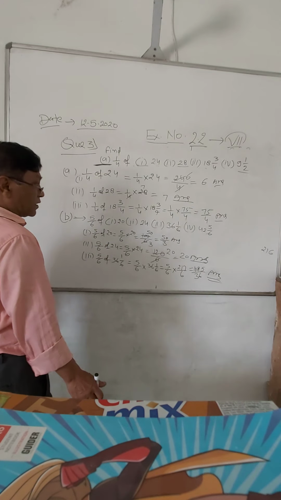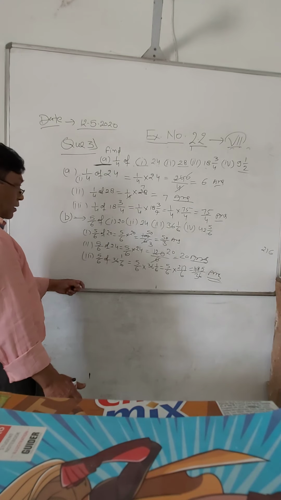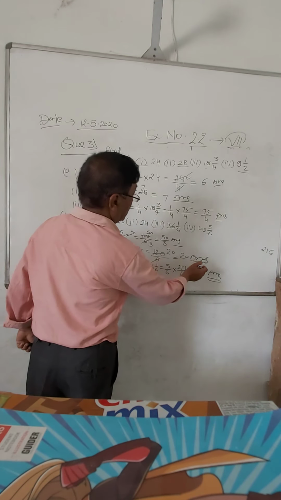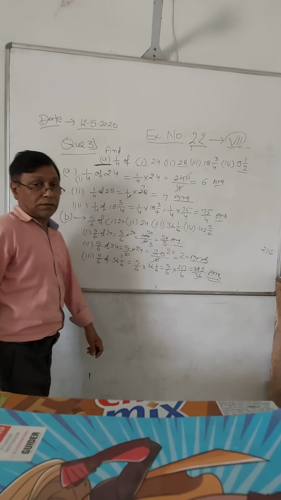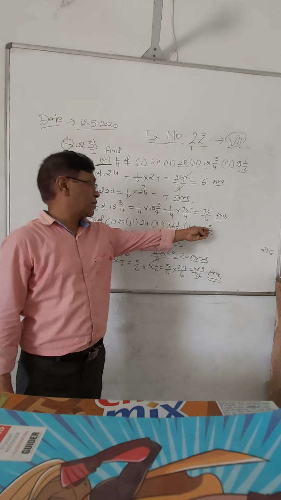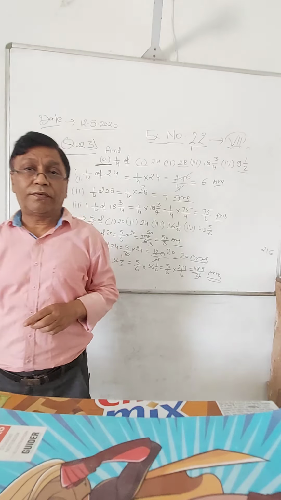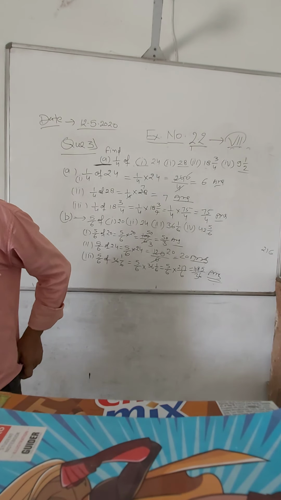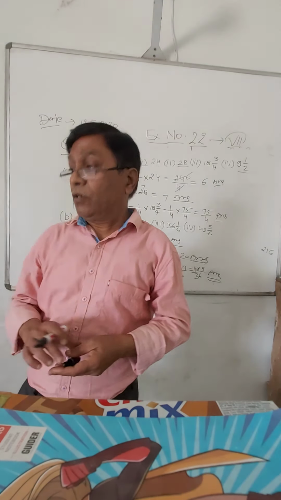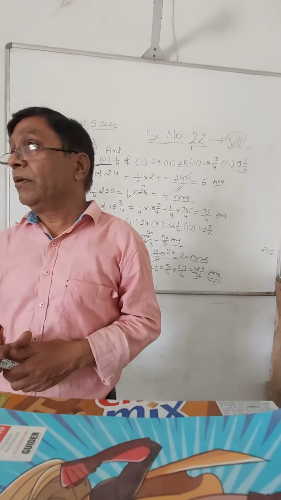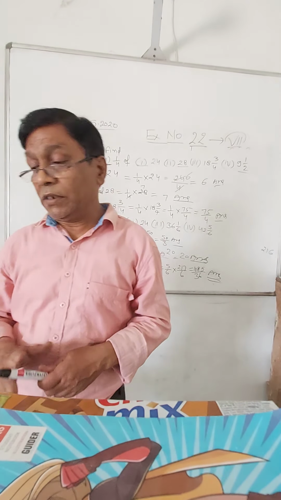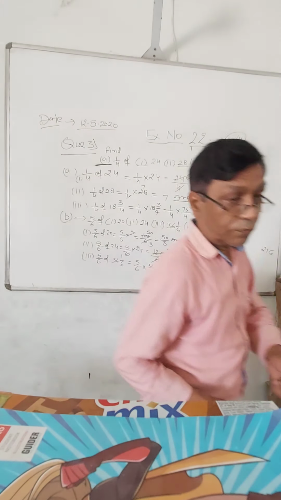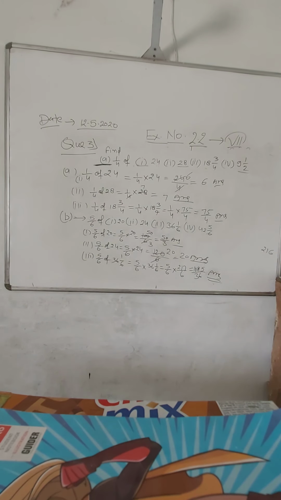So all answers are given here. One is this, other one is this, third one is this. One more is given here, that you do yourselves. Same way, because this is same. Now we will see two word problems that are given here. Question number 4.